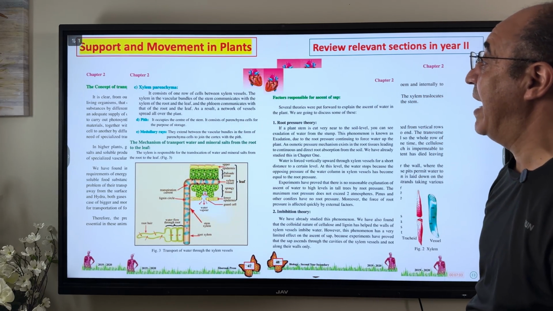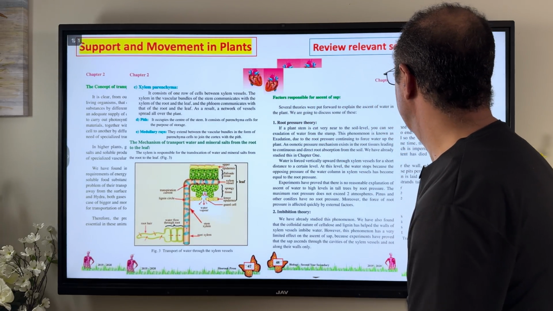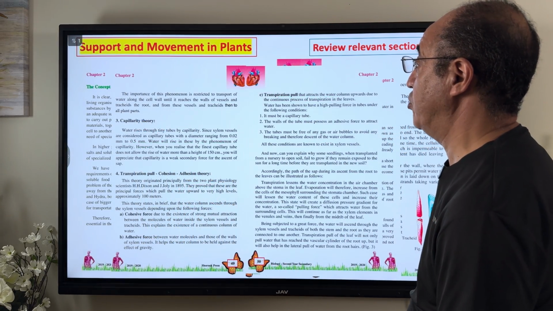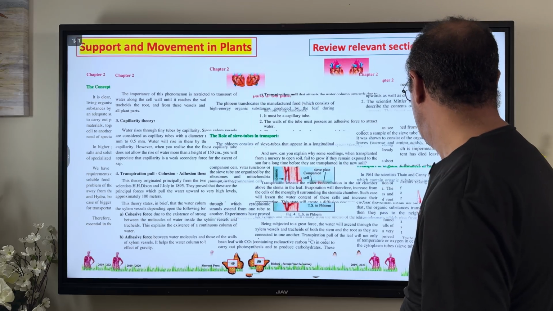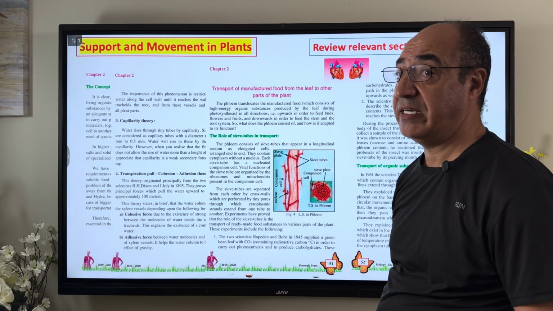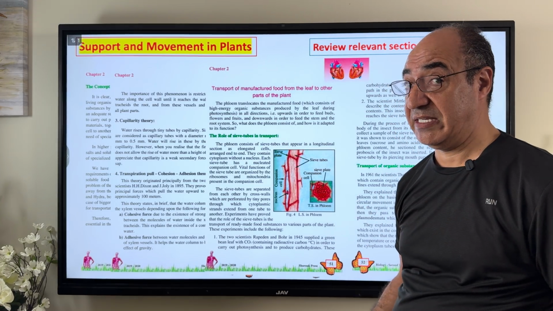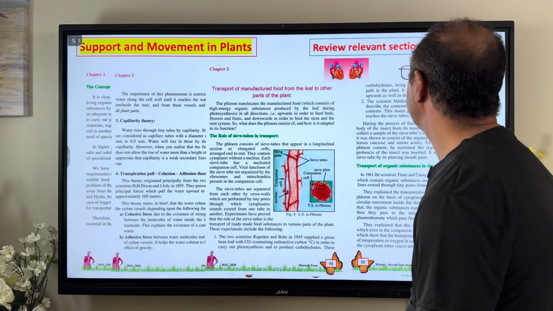I want you to go back in chapter 2 and look at the factor responsible for the scent, right? And so on and so forth. So chapter 1 and chapter 2, these are important refreshing material, right? So that you can build strongly as we go through the support system in plant, chapter 1 and chapter 2.